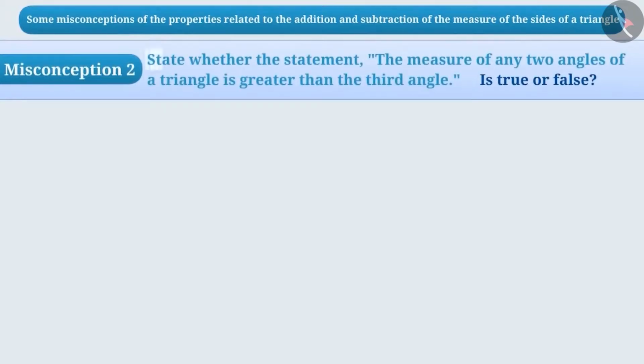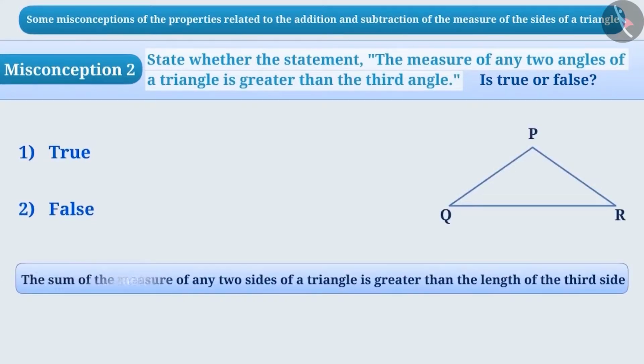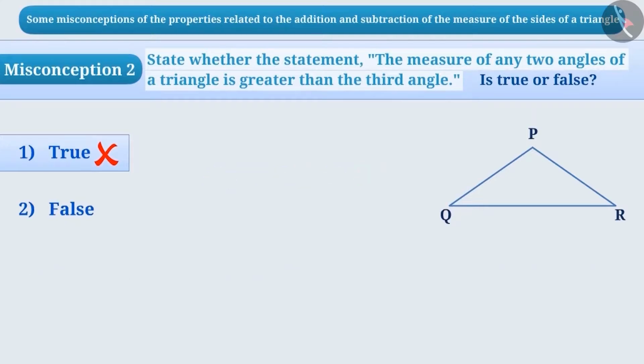Misconception 2. State whether the statement, the measure of any two angles of a triangle is greater than the third angle, is true or false. Some children think that this statement is true. Children know that the sum of the measure of any two sides of a triangle is greater than the length of the third side. With this understanding, children develop a misconception that the measure of any two angles of a triangle will also be greater than the third angle. With this misconception, they give option 1 as the answer, but this is an incorrect answer. Let us see an example to clear this misconception.